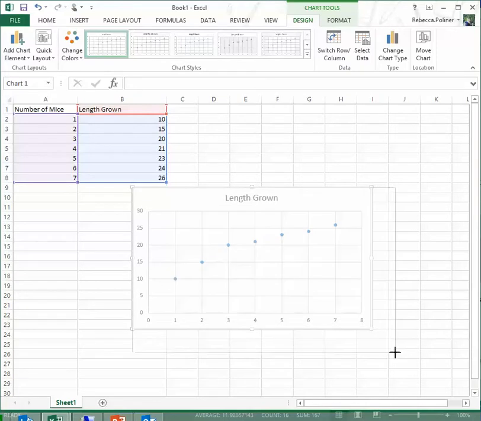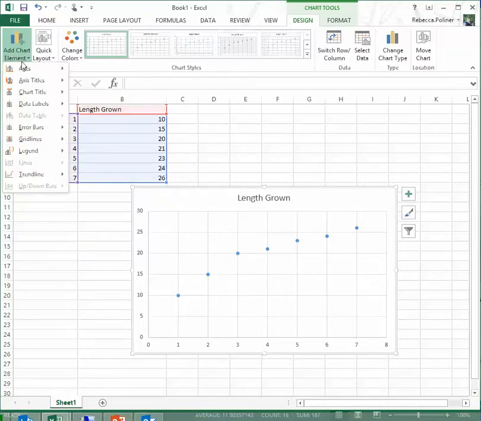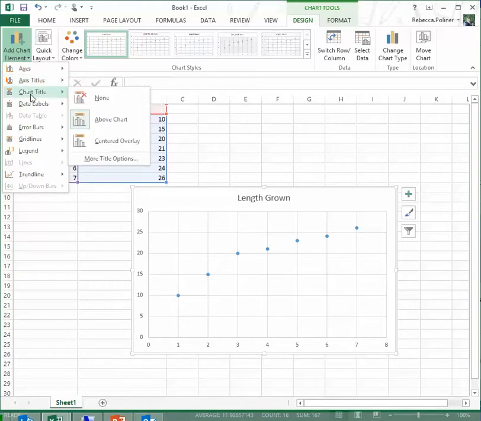Now I'm going to want to change quite a number of things, which is totally fine. First of all, I want to put axes labels. So if you go to add chart elements, you see axes, you've got axes titles, you've got chart title, which I'm going to need to do.